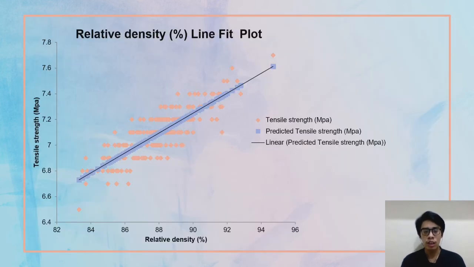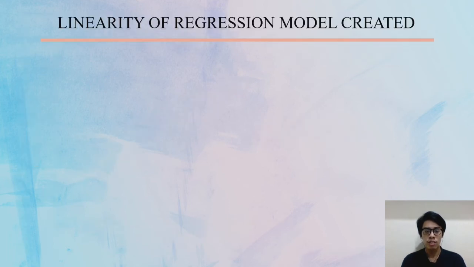Next is the scatter diagram drawn using the data before. The relationship between tensile strength and relative density can be shown in the linear line, which has the following equation, where y represents the tensile strength in megapascal, while x represents the relative density in percentage. Next is the linearity of regression model created.